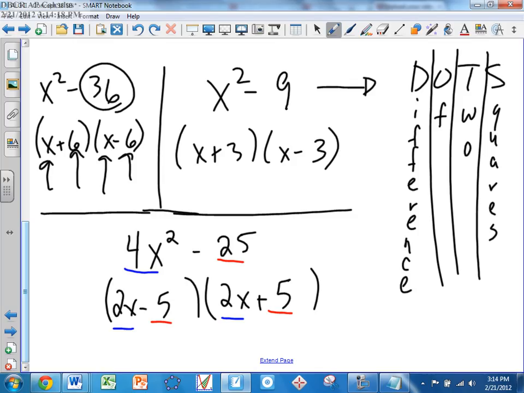That's why it's called difference of two squares. This sign must be negative. Notice, it's negative in every case. If it's a positive, it does not work this way. If it's a positive, you get imaginary roots, actually. Let's look at a more complicated example.